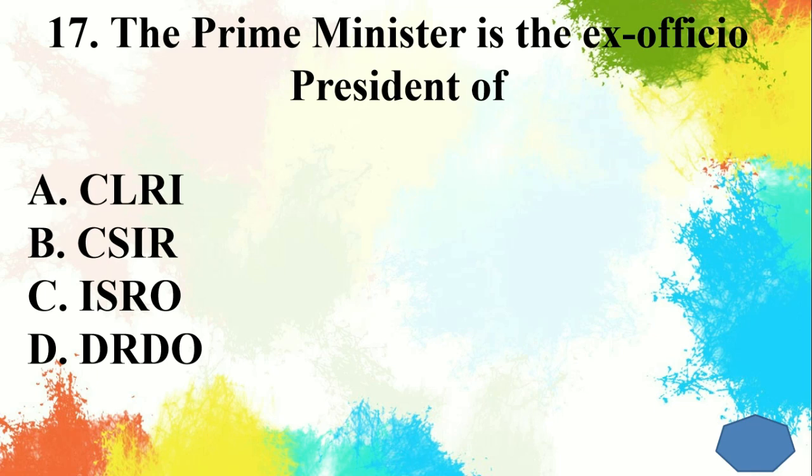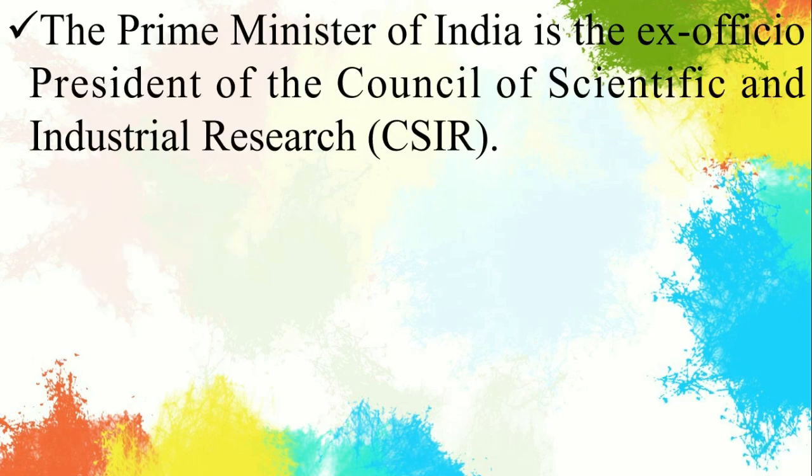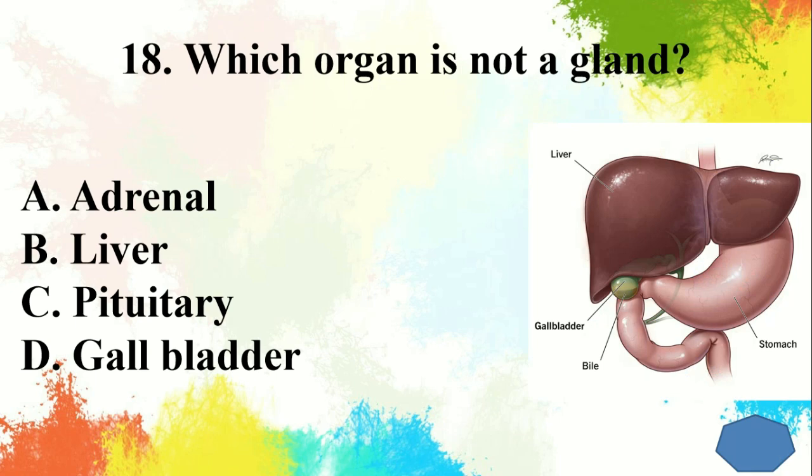Question 17. The Prime Minister is the ex officio President of. Answer: CSIR. The Prime Minister of India is the ex officio President of the Council of Scientific and Industrial Research, CSIR.